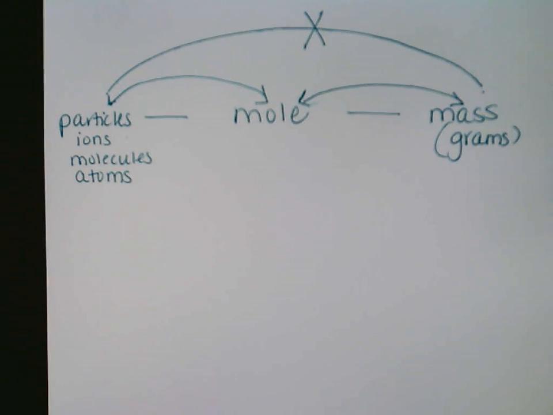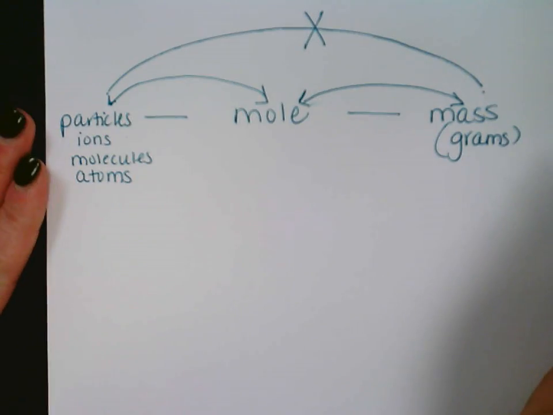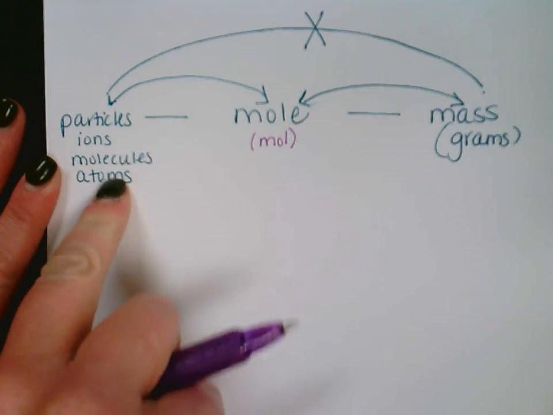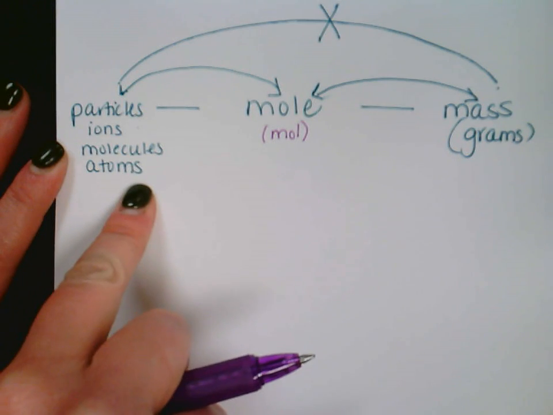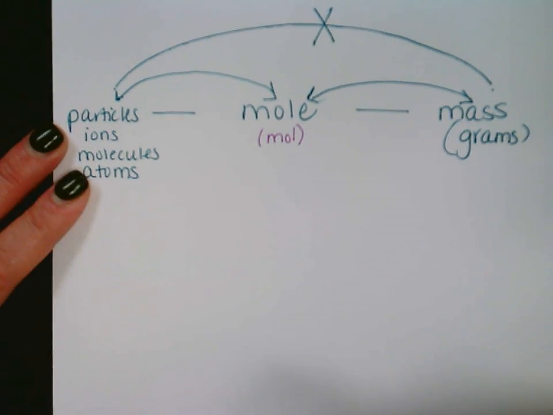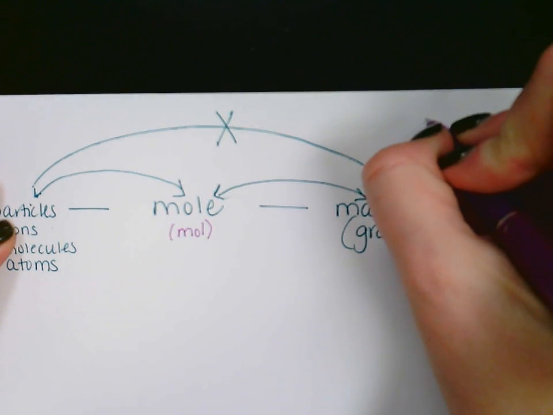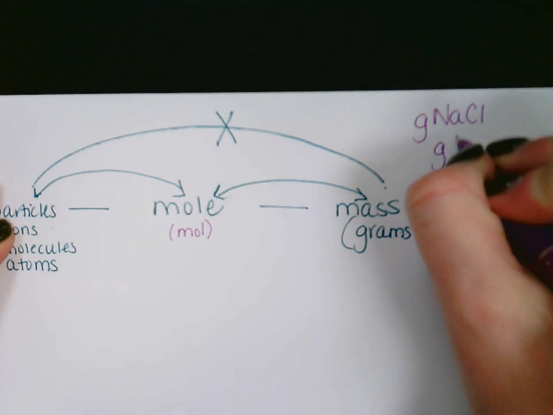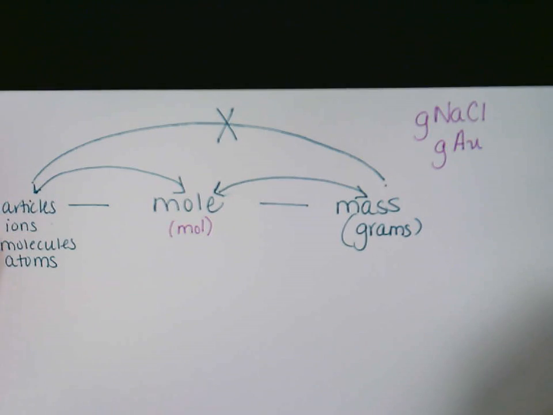So there's a few important things that you guys have to know. First of all, whenever we're looking at mass, this is going to be recorded in grams. Moles is abbreviated by putting MOL. And for these over here, you're going to have to write out the word. Either write out particles, write out ions, write out molecules, write out the word atoms. And you're also always going to have an element with it. Like, for example, we might be looking at sodium chloride. So you might have grams of NaCl. You might have grams of gold. So you might have grams of Au. Okay, so that's how we're going to look at that pretty much every time.